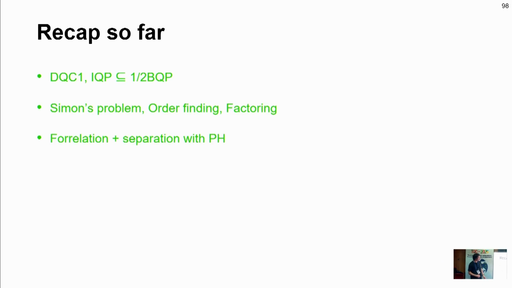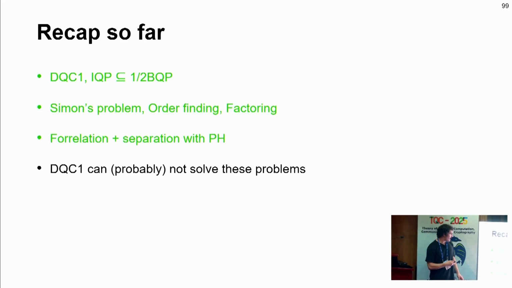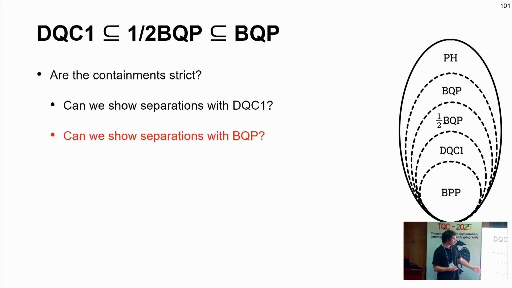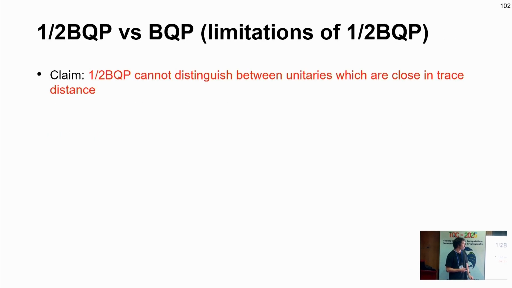So let's do a recap so far. So far, we've done some upper bounds in half BQP and claim that, as far as we know, DQC1 can't solve these problems. And let's work on the next step. Can we show some lower bounds or separations with BQP?